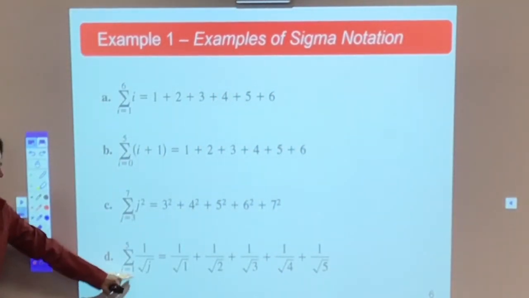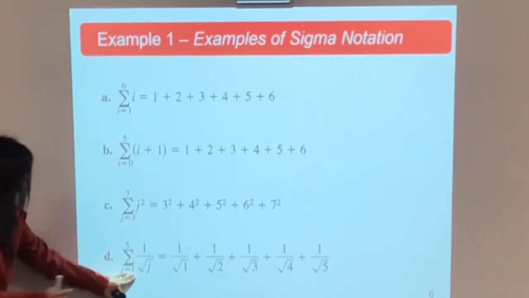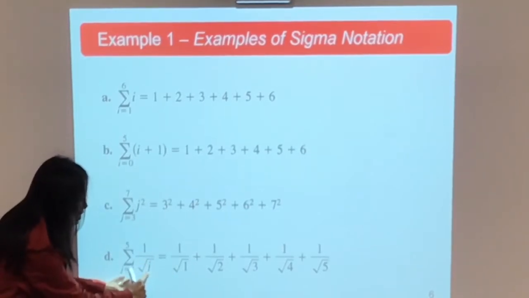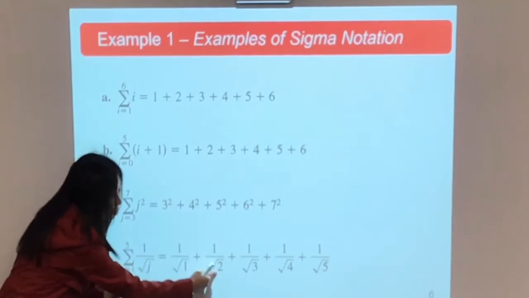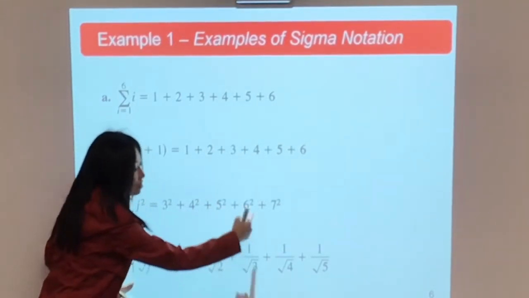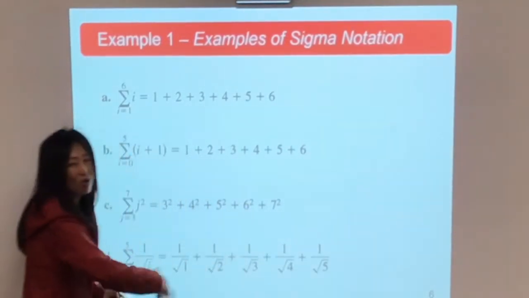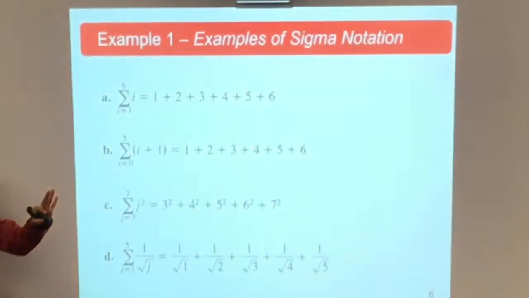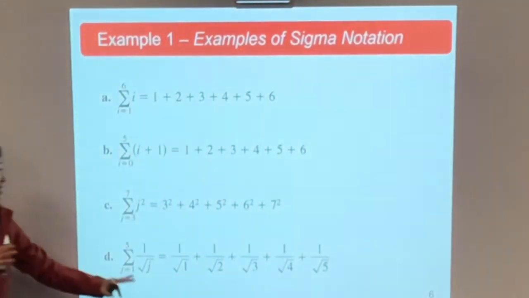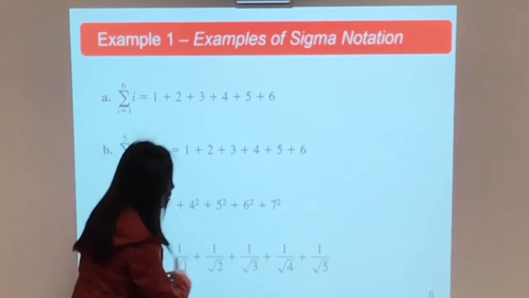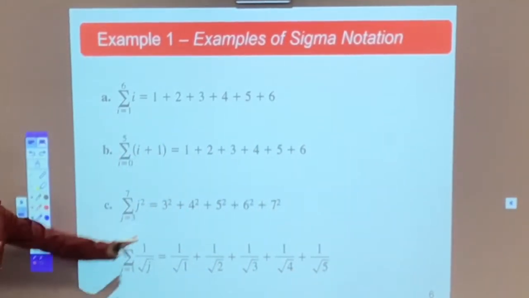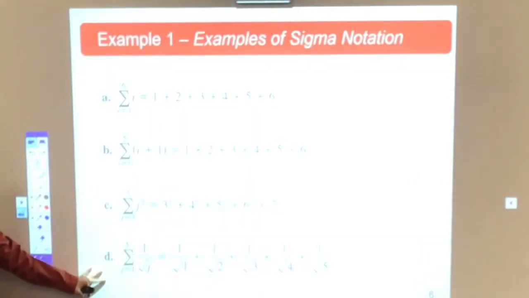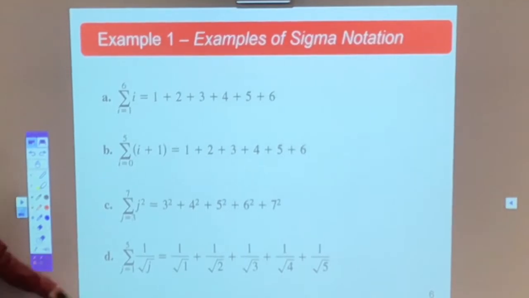This one, what do you do? Hey class, where did you start? 1. So you said I have a square root and then I replace J with which number? 1. Next one is what? 2. Next one is 3. Next one is 4. Next one is what? 5. Don't worry about adding right now. Just write it down like this one. I don't want you to add all this and then tell me what that equals. That's not what I'm asking right now. Just understand how to do sigma. Sigma notation means adding terms, okay?